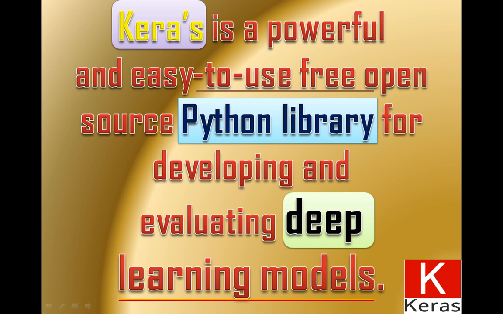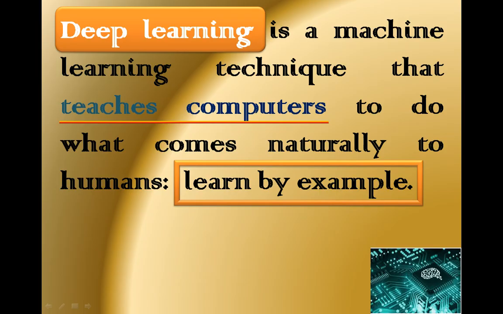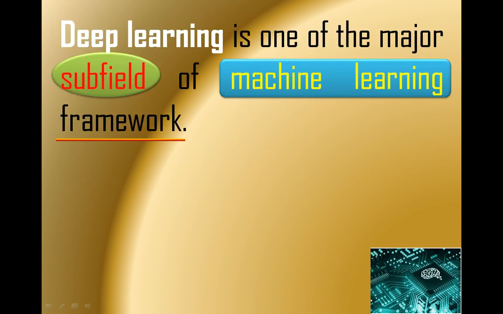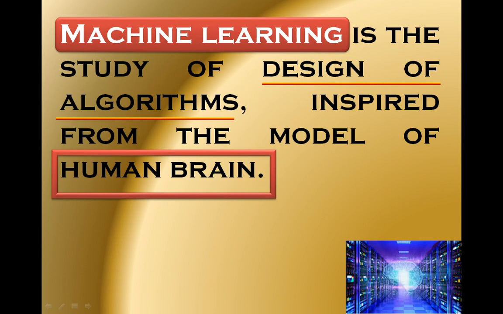Before talking on Keras, let's first know about the concept deep learning. It is a machine learning technique that teaches computers to do what comes naturally to humans, that is, learn by example. And it is one of the major subfields of machine learning framework. And what is machine learning? It is the study of design of algorithms. And machine learning is inspired from the model of human brain.